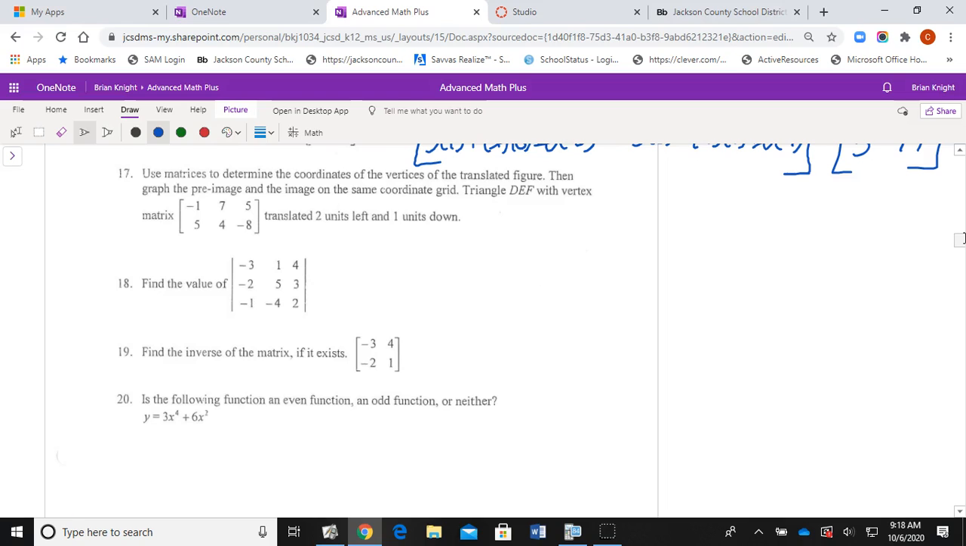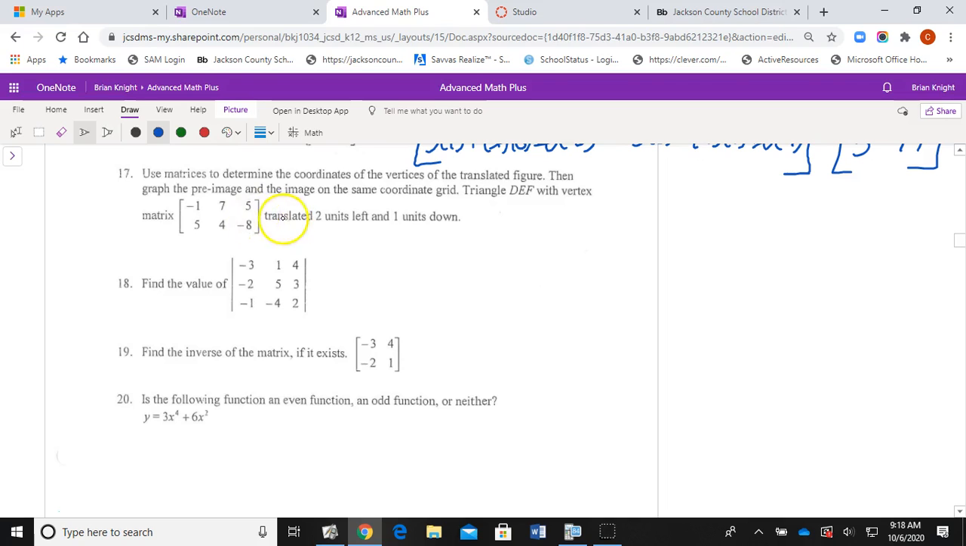So, first off, does everybody understand how to graph this? That's X, these are Y's. So you go left 1, up 5, and you make a point. Then you go right 7, up 4, make a point. Right 5, down 8, make a point. That's your original. They want us to translate that triangle, 2 left and 1 down.